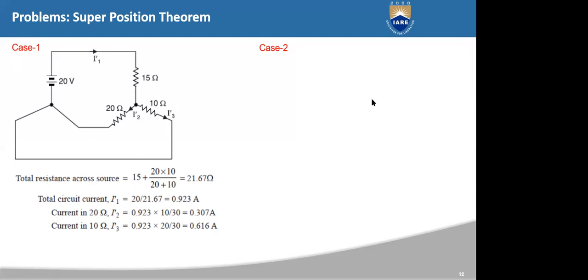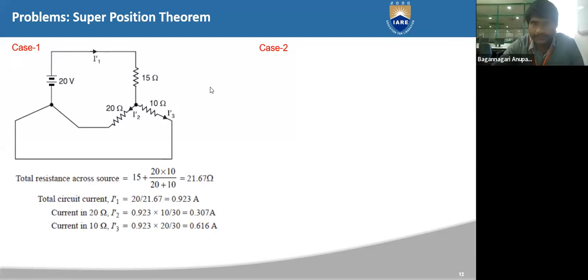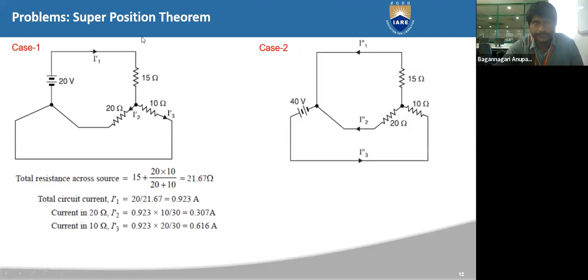What's the second case we consider? We can consider another source here. Could be something like this. So you can assume the second source as case 2, where only the 40 volt source is acting. So repeat the same procedure and get me the values of I1 dash, I2 dash, I1 double dash, I2 double dash, and I3 double dash.